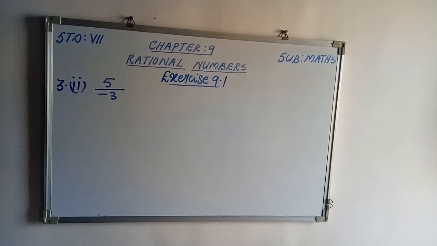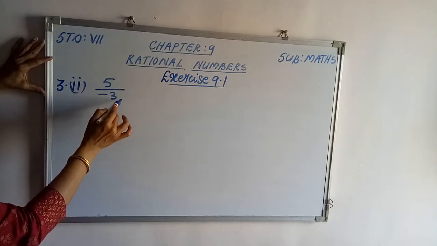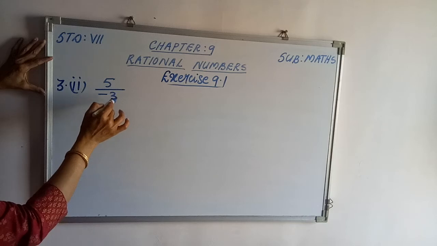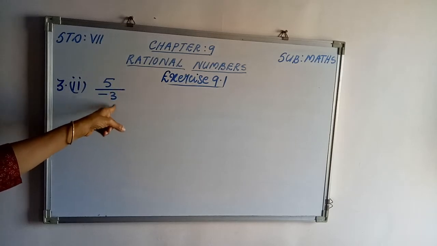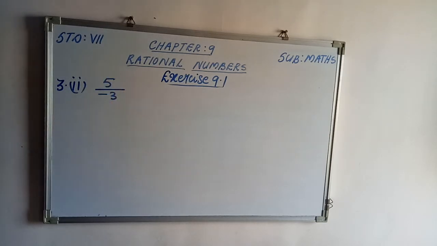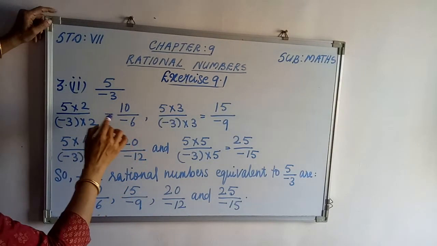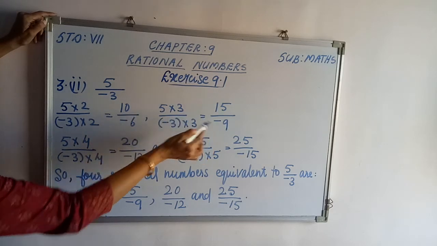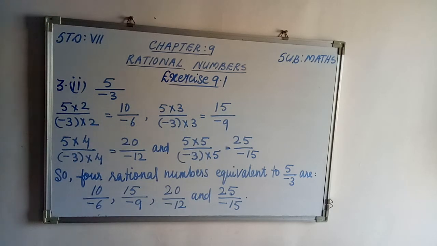Now second one, 5 upon minus 3. Here also you can follow the same method. First multiply 5 and minus 3 with 2: 5 into 2 upon minus 3 into 2. Then 5 into 3 upon minus 3 into 3. 5 into 4 upon minus 3 into 4. Then 5 into 5 upon minus 3 into 5. Then you will get the 4 rational numbers equivalent to 5 upon minus 3. See, 10 upon minus 6, 15 upon minus 9, 20 upon minus 12 and 25 upon minus 15. These are the four rational numbers equivalent to 5 upon minus 3.